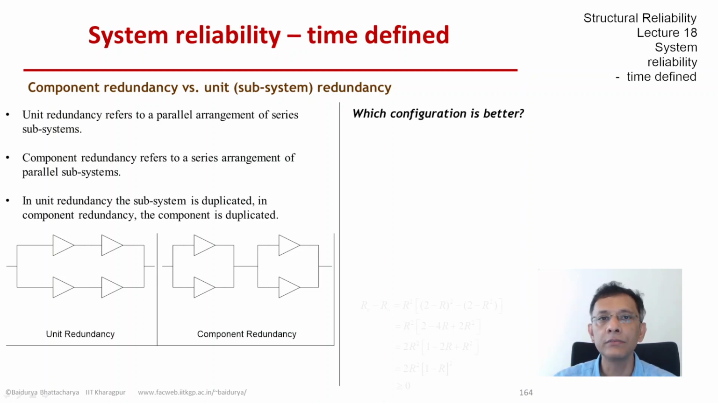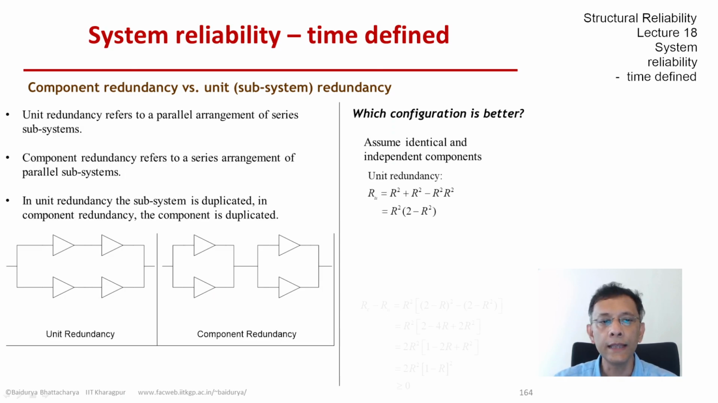Let's just do a small example involving these 4 elements in these two configurations, and let them be identical and independent. In that case, the unit redundancy system reliability would be: each arm has a reliability of R squared because they are in series, and because the two units are in parallel, it's R squared plus R squared minus the product of the two. When we simplify, it's R squared times (2 minus R squared).